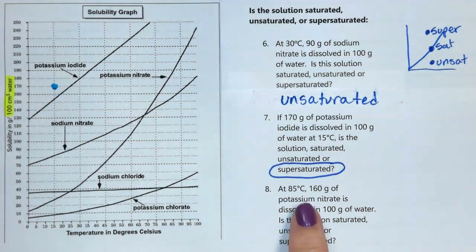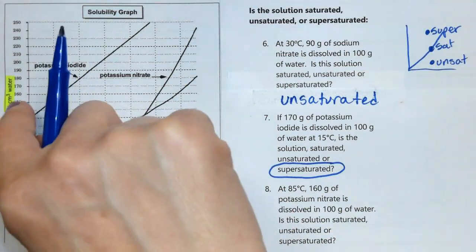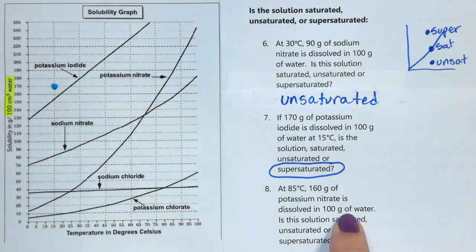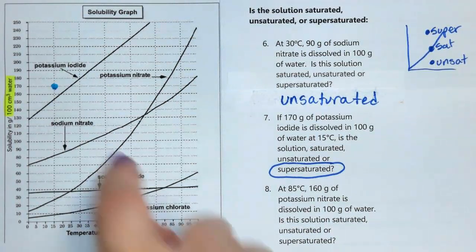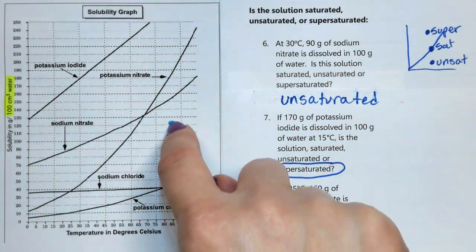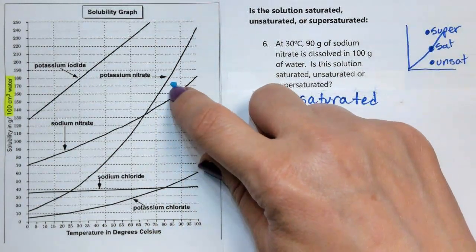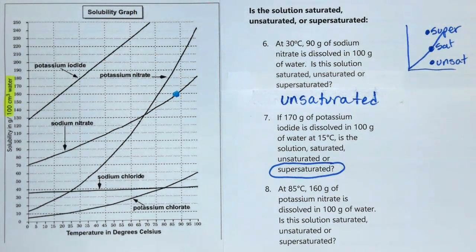And then my last example, we're at 85 degrees Celsius, 160 grams of potassium nitrate have dissolved in 100 grams of water, so I don't have to do a proportion. And the question is, is it saturated, unsaturated, or supersaturated? So I'm just going to go to 85 degrees and go up to 160, which is about right here. Okay, and let's just say this one lands on the line. And so since 85 degrees and 160 land on the line, we're going to call this saturated.